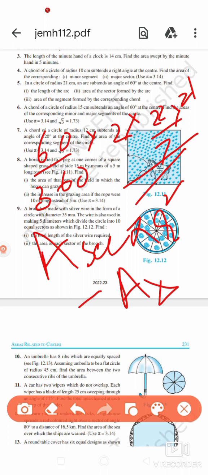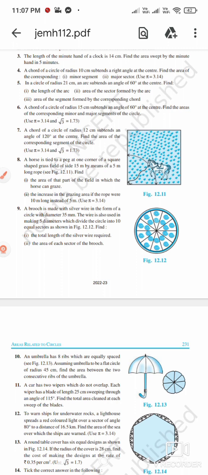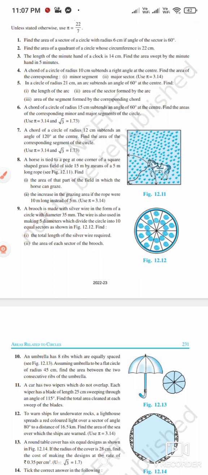So if it is subtending an angle of 60 degrees, you can understand it is preferably an equilateral triangle, because both sides would be equal. So it will be an equilateral triangle. With an equilateral triangle, we can always find the height and go ahead.